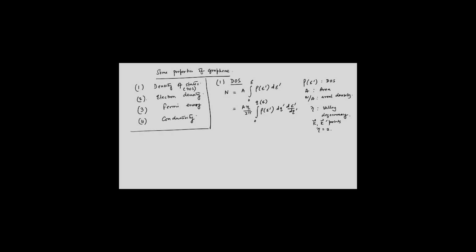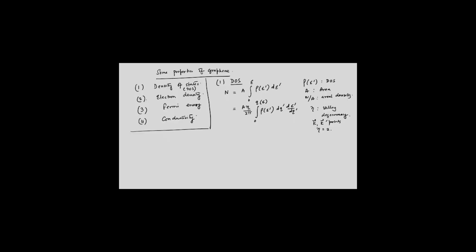If you want to talk about the spin degeneracy, which is usually not talked about in the case of graphene, but if you include spin-orbit coupling, which we will see later, there is also another factor of 2 coming from the electron spin degeneracy, which is nothing but 2s plus 1. For s equal to half, it is 2.